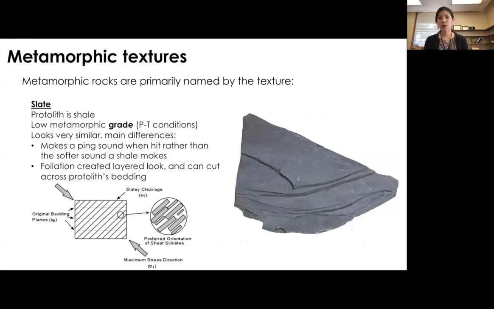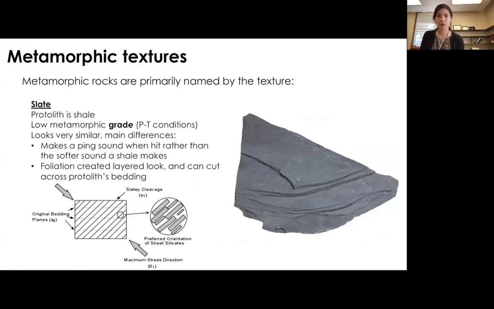So how do we name these rocks? Well, we name them by that texture and by that foliation. So metamorphic rocks tend to primarily be named by the texture. There are some exceptions, but especially when we have regional metamorphism that is directed, they're named by the texture.